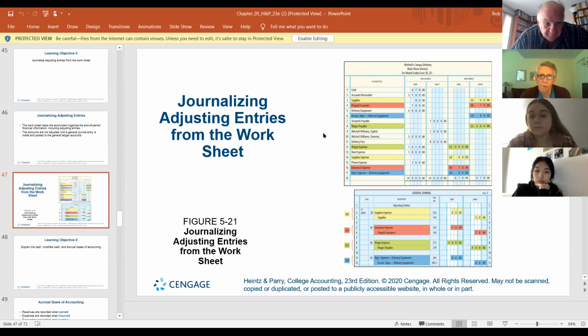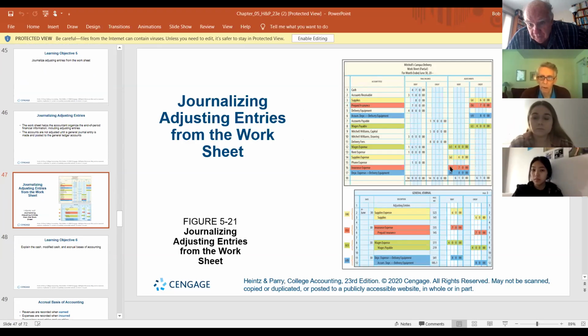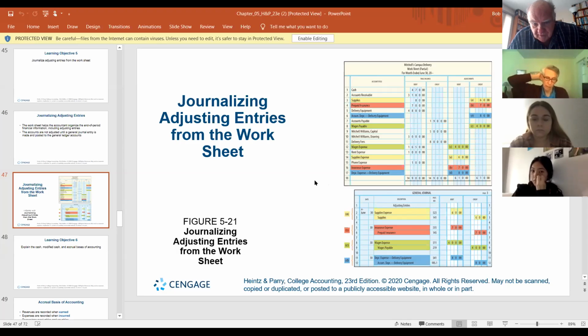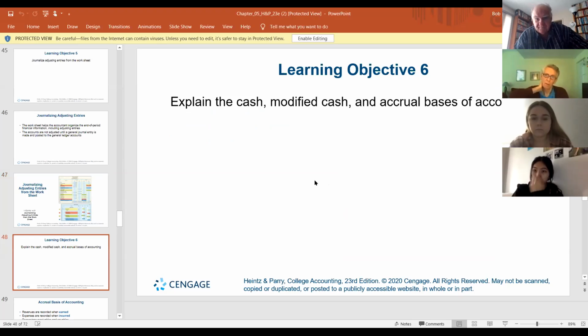So what do we have here? We have our beginning balances here. Here are the adjustments. And here are our journal entries. We debited supplies expense, debit supplies expense. We credited supplies, we credit supplies. Okay? The adjusting journal entries.